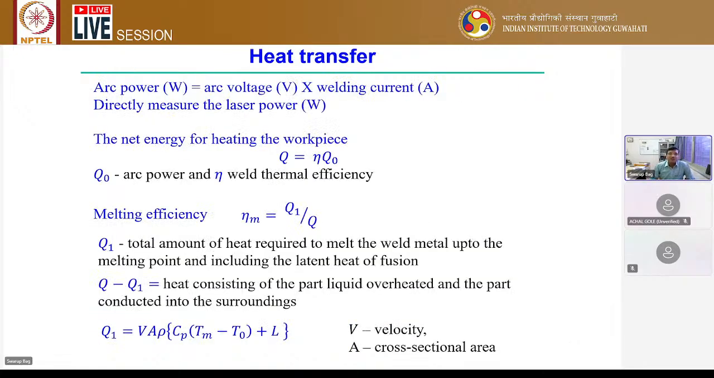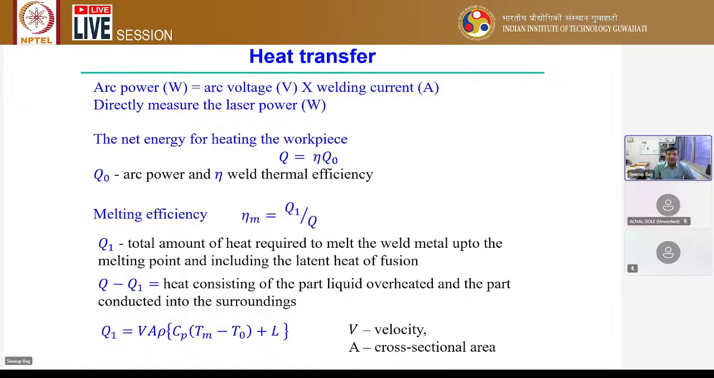Now, sometimes there is confusion in understanding the overall heat transfer during the welding process. So we can define the different terminology, the efficiency terms, during the welding process. One is the arc power. Arc power is basically the arc voltage times the welding current, which we can directly measure from the welding machines themselves, and we can also directly measure the laser power. Therefore, the total amount of energy for heating the workpiece can be represented as Q equal to the efficiency term times Q0. Q0 is the arc power, the power supplied by the arc.